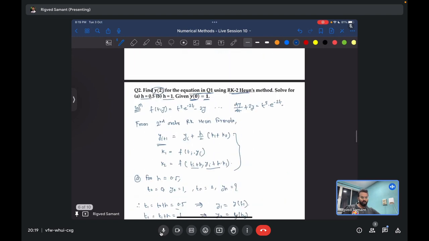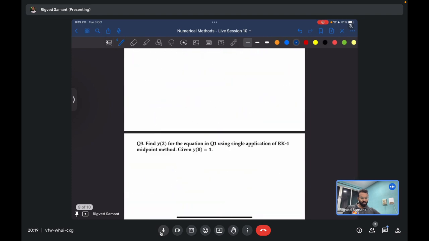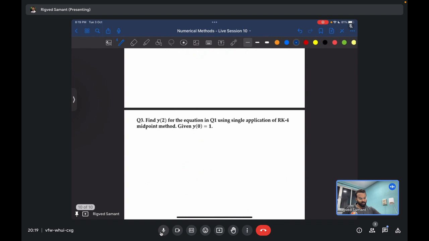Now we'll go to the last question, that is Runge-Kutta, 4th order, midpoint method. Similar setup, and what he has asked you, do it using a single application. What do you mean by single application? You are not allowed to give any intervals. Whatever is from start to end, that is your interval size in a single application. That is only one iteration or one application. It is not called iteration, it is application.